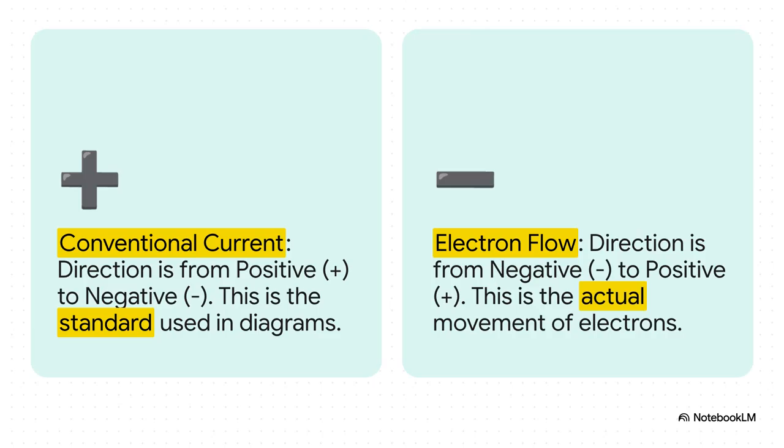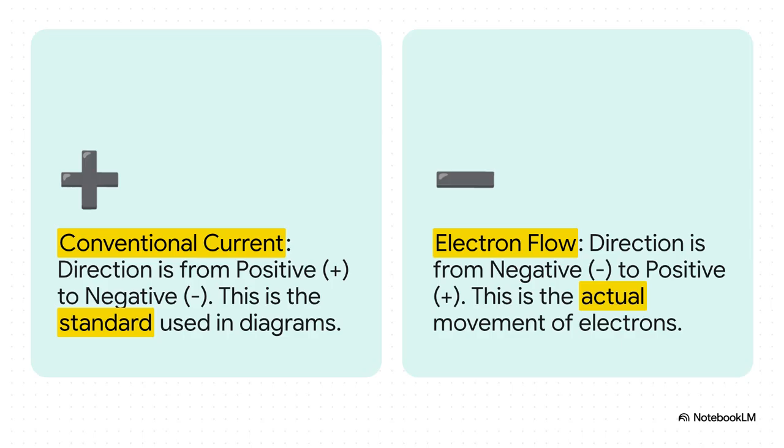First, there's conventional current. That's Ben Franklin's idea, flowing from positive to negative. And for the sake of tradition and simplicity, it's what we still use in every single circuit diagram. Then there's electron flow, which describes what's really happening physically inside the metal. Electrons are moving from the negative end to the positive end.